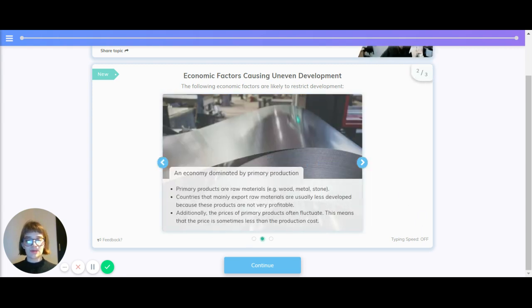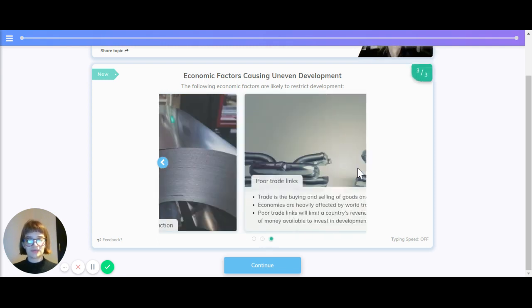An economy dominated by primary production. Primary products are raw materials, such as wood, metal, and stone. Countries that mainly export raw materials are usually less developed because these products are not very profitable. Additionally, the price of primary products often fluctuates. This means they go up and down, so the price is sometimes less than the production cost.